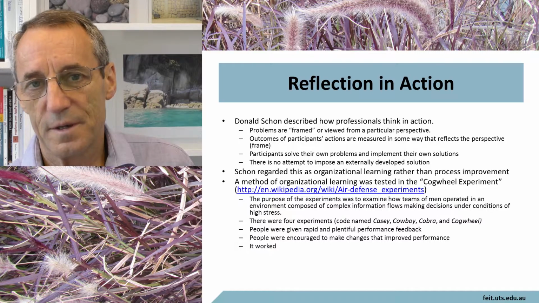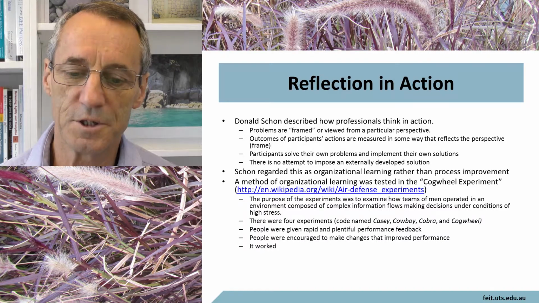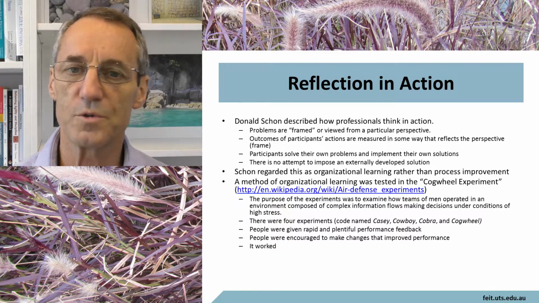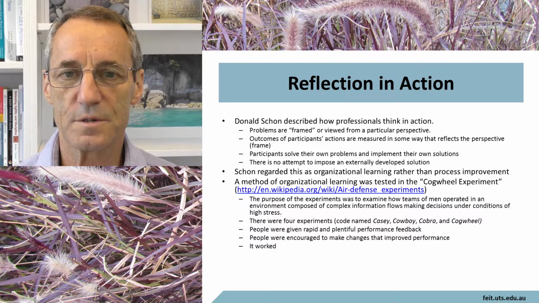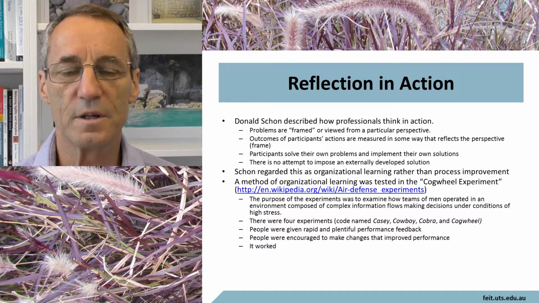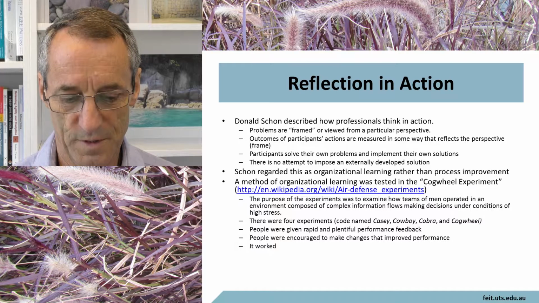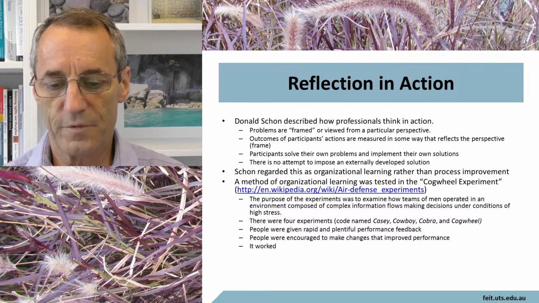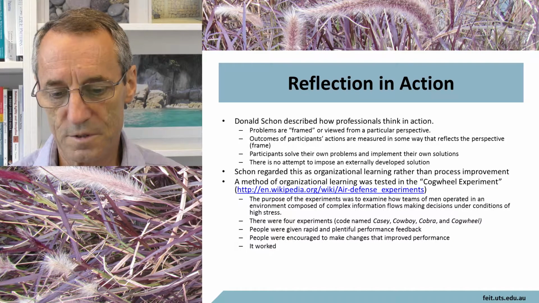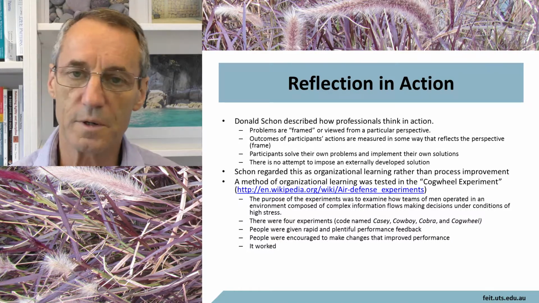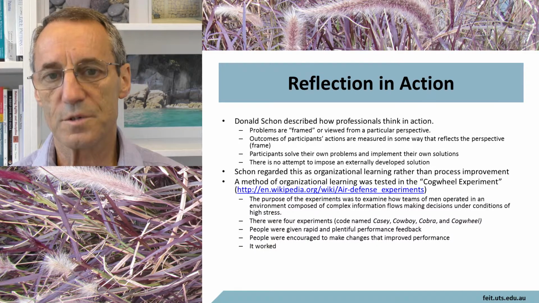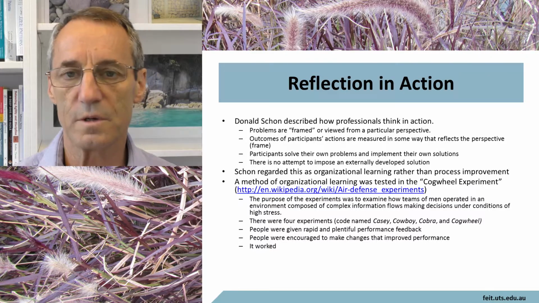Less formally, going back to some of the engineering theory, we have the work of Donald Schoen, and recently somebody has drawn my attention to the work also of David Kolb. Both of these theorists and practitioners very much advocated that the engineer should simply sit and think about things a bit. Donald Schoen described how professionals think in action. That is, problems are framed or viewed from a particular perspective. Outcomes of participants' actions are measured in some way that reflects the perspective, the frame. Participants solve their own problems and implement their own solutions. And there's no attempt to impose an externally developed solution.